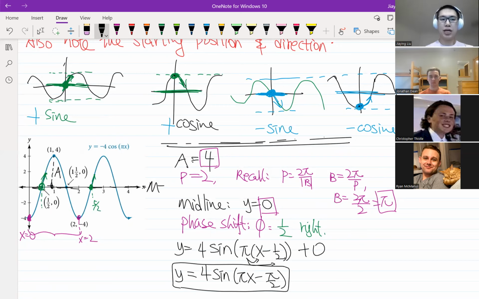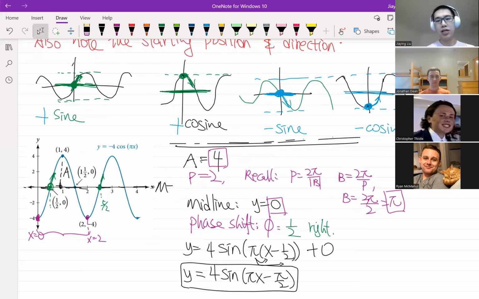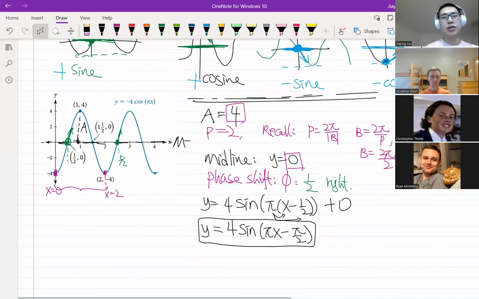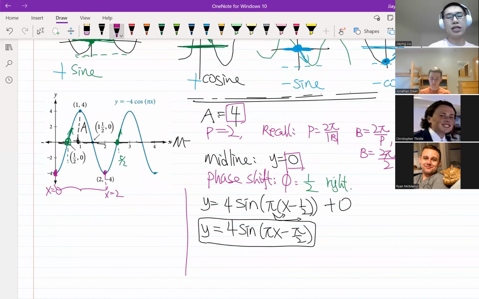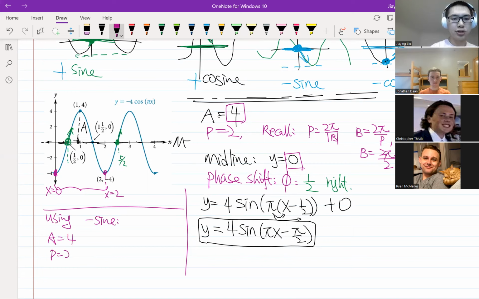So that's using positive sine. Now, what if I use negative sine instead of positive sine? If I use negative sine, the amplitude doesn't change, the period doesn't change, the b value doesn't change, the midline is still the same because the graph doesn't go anywhere. So let me write it down. Using negative sine, the amplitude is still 4, the period is 2, the b value is going to be pi, and the midline is going to be 0.